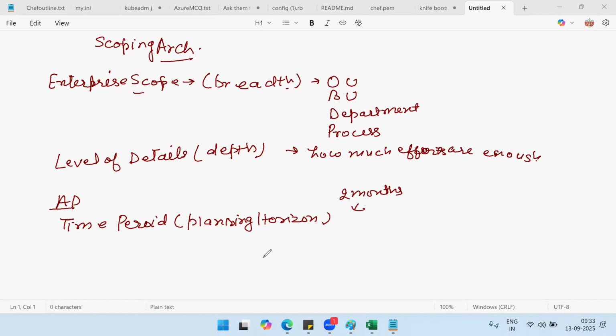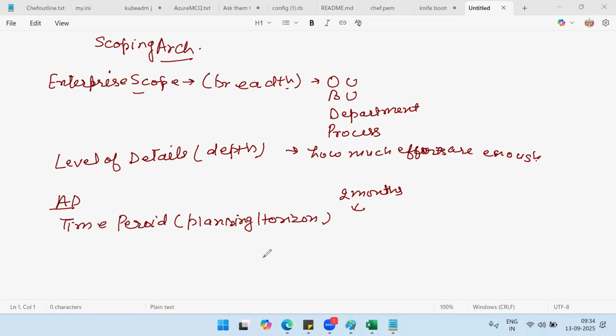One is enterprise scope, which is the breadth, where you are checking what the scope for the enterprise is: which business unit, which organization unit, which department, which processes I need to follow. Second is the level of detail, which is called the depth, and here we are deciding how much architecture is enough. Okay. And then architecture domains. And at the end, it is the time.